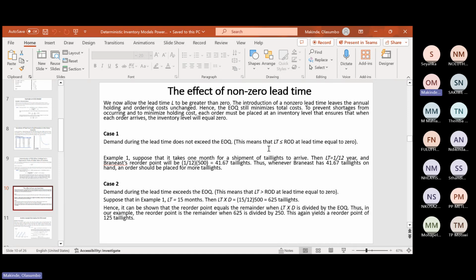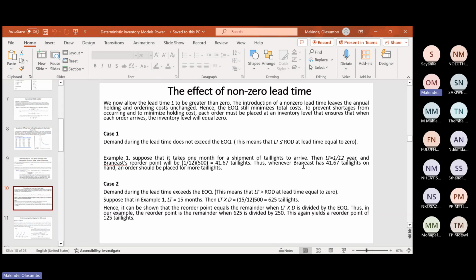But if we are going to see another case, we talk to case 2. If your lead time is more than the reorder point, you are still going to use the formula, but there's a way you modify the result a bit to get the reorder point, which is talking to case 2. But the formula is still applicable. Luckily for this example, our lead time is 1 month, which is less than or equal to the reorder point at lead time equal to 0, which is 6 months. So that means this is talking to case 1.